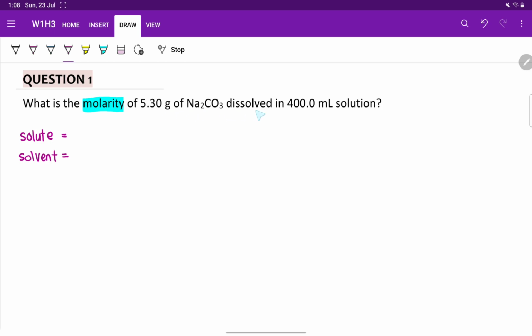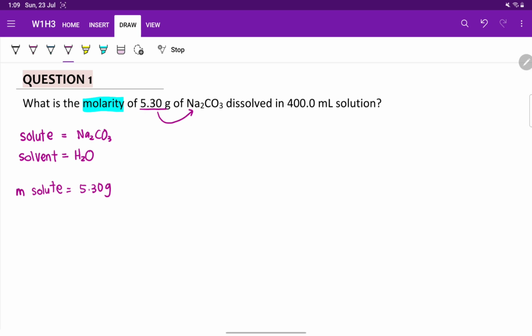So, kalau dekat sini dia tak bagi tahu, contoh dekat sini, it doesn't mention what is the solvent. Okay, jadi, solvent kita letaklah dekat sini, H2O. Okay, dan solute kita dekat sini adalah Na2CO3. Okay, lepas tu kita diberi mass. So, mass dekat sini adalah mass untuk solute. Okay, so awak label lah dekat sini. Mass of solute. So, mass of solute adalah sama dengan 5.30 gram.